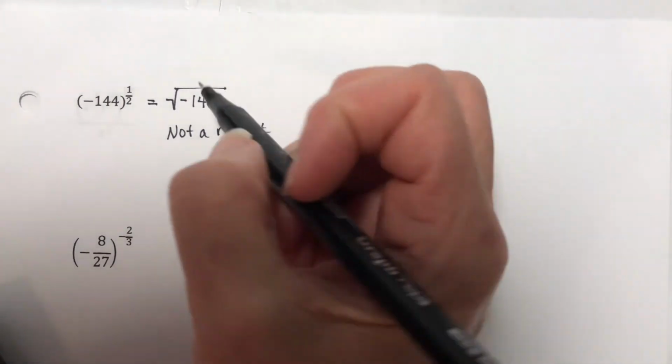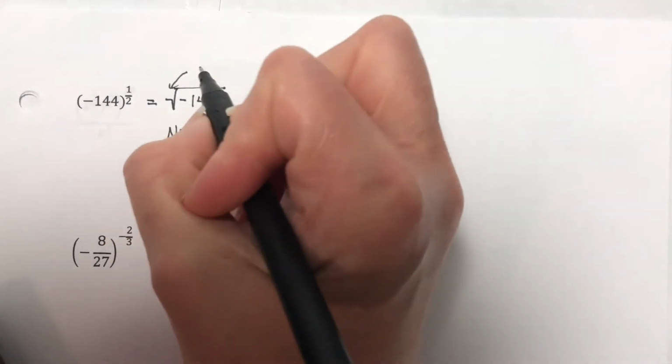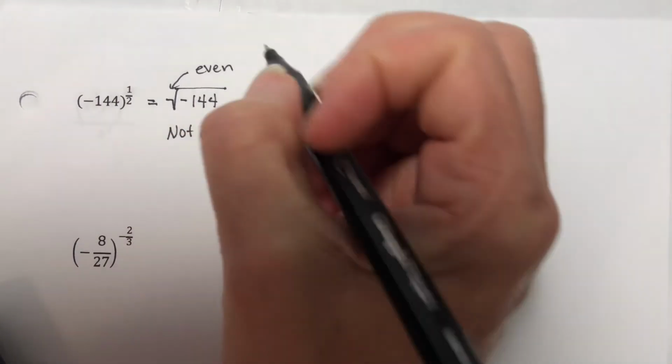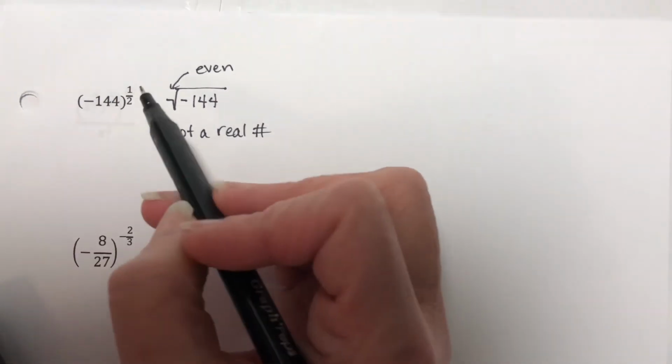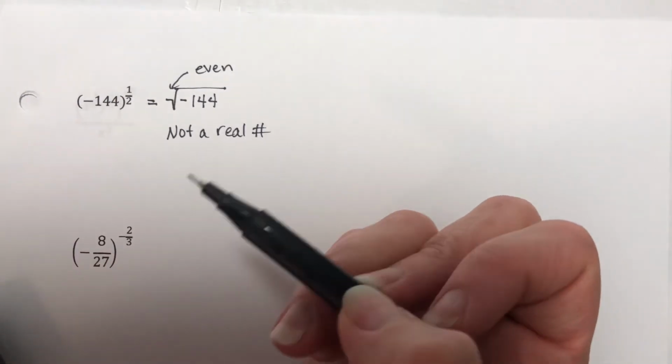Remember that we have issues every time our index is an even number, if we have a negative on the inside. If the negative is on the outside, it's okay. If it's an odd index, it's also okay.